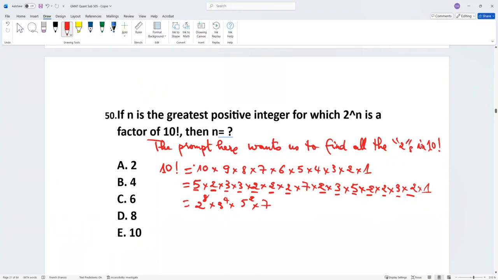So this is a factor of 10 factorial. This is also a factor. This is also a factor. But we are mostly interested in 2 to the power 8 here. So this will lead us to have n being equal to 8. So answer D is the answer that we are looking for.